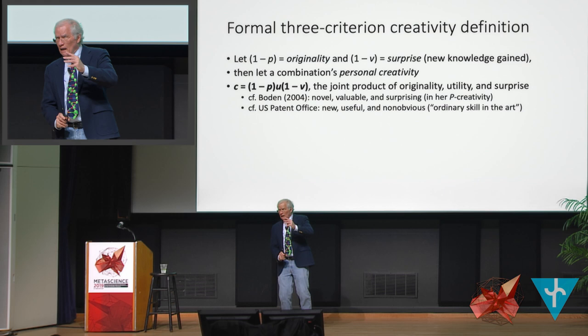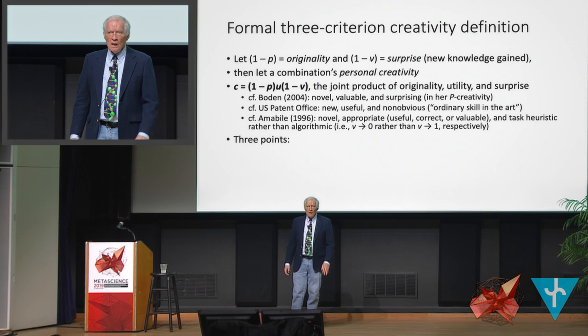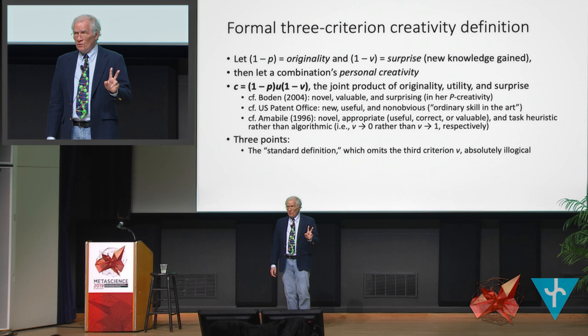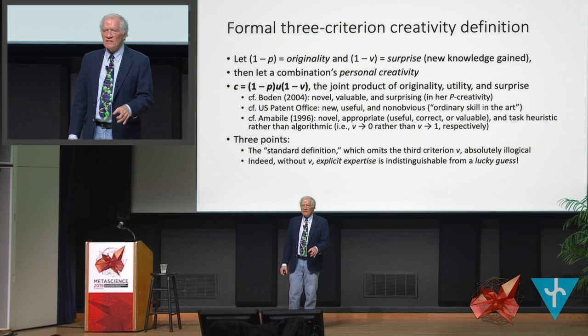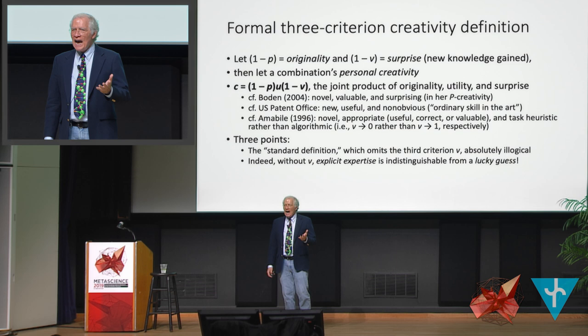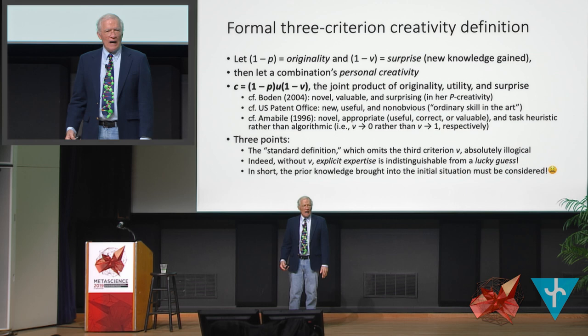And then finally, Teresa Amabile talked about novel, appropriate, and task heuristic rather than algorithmic, which actually can be translated into V's that approach zero or V's that approach one. I'll make 3 points. First, the standard definition that only has 2 criteria, that omits the V, the surprise one, is absolutely illogical. It makes no sense, okay? Indeed, without V, I want you to think about this. Explicit expertise is indistinguishable from a lucky guess. They're equivalent. And that cannot be. You have to, in short, take into consideration people's prior knowledge going into the initial problem-solving situation. That's why I have that little frowning face, because people keep on ignoring this, all right?